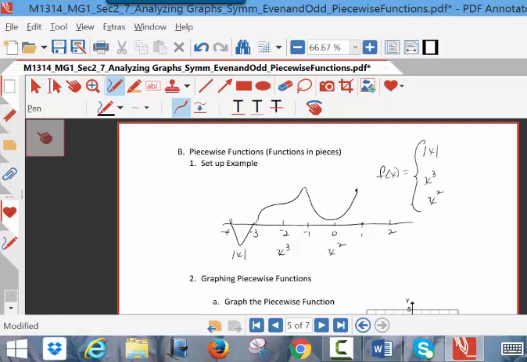Well, they say, it looks like the absolute value of x when it's between -4 and -3. So they come over here and they put between -4 and -3. And it looks like x cubed between -3 and -1, so x is between -3 and -1. And then it looks like x squared between -1 and 1, so x is between -1 and 1. And they'll put a comma between these. Okay, so they'll do something like that.